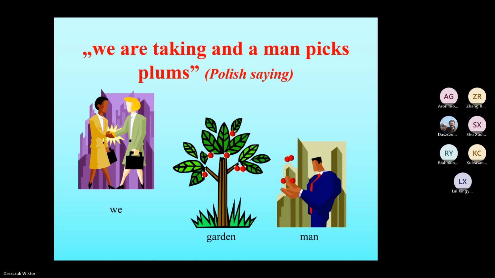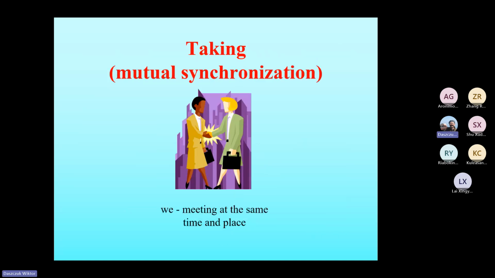Let us analyze the situation. We are talking. Two processes should synchronize themselves to meet at the same time, at the same place. They must prepare some actions to be ready for data exchange in a given moment.